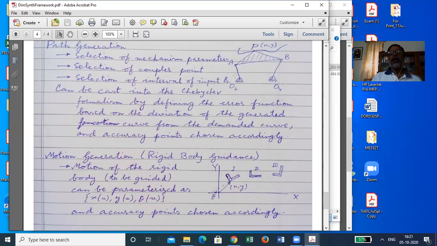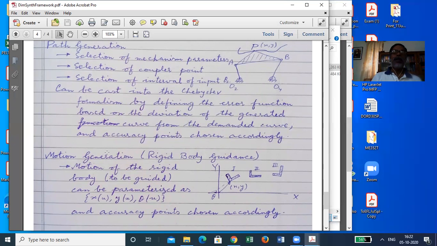Wherever our designed mechanism puts P at theta 2 equal to 32 degrees, and wherever at 32 degrees it was wanted. Okay, the difference of that, and that difference over the entire domain is the difference function. So through that we define the error function based on the deviation of the generated curve from the demanded curve, and based on this error function then decide the accuracy points as you did for function generation.